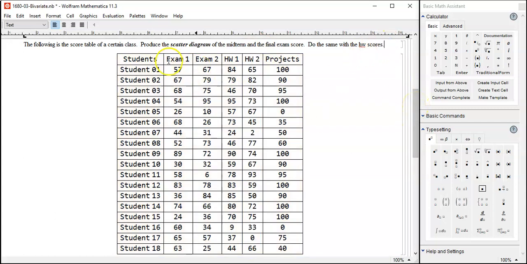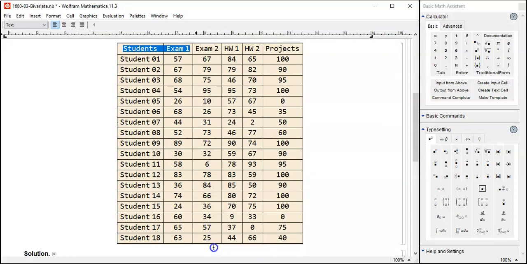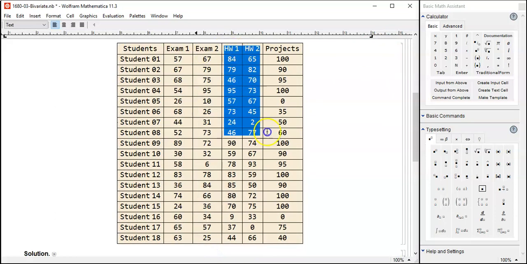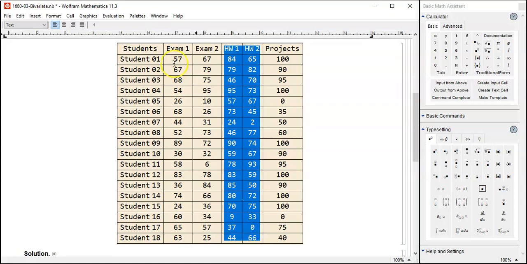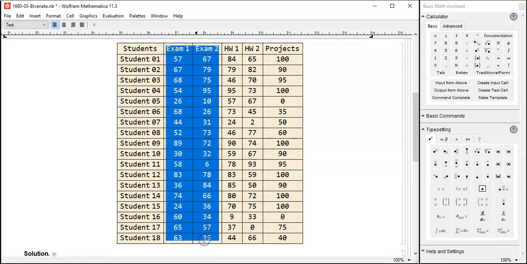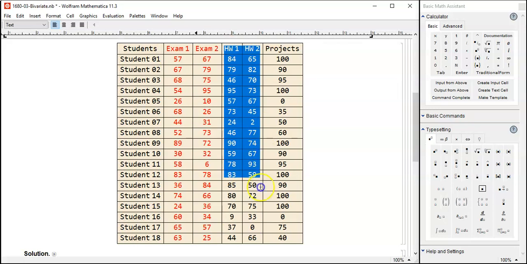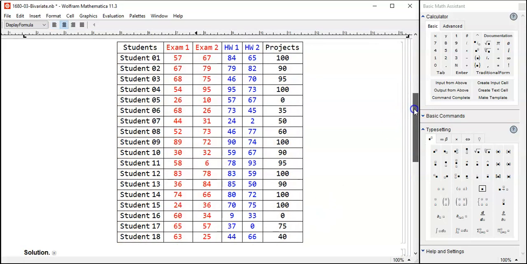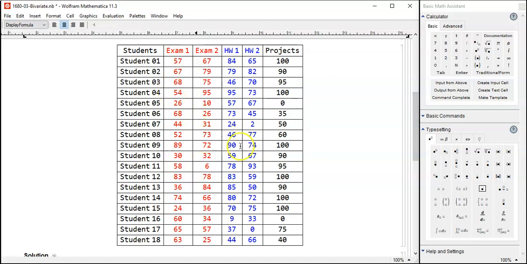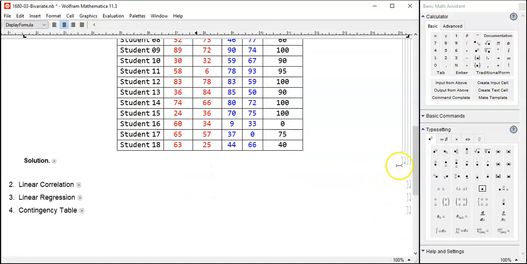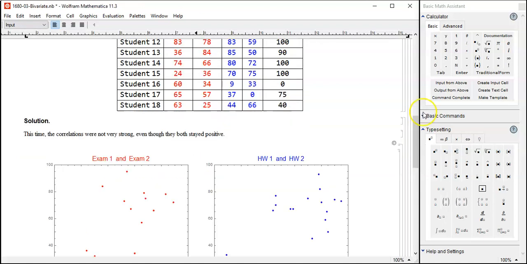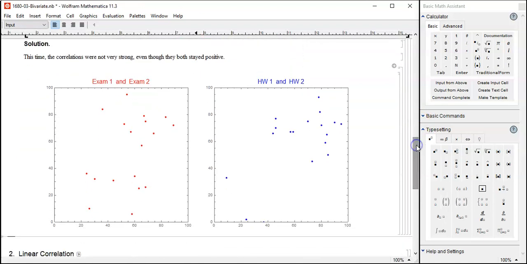Let's consider only these two, exam 1 and exam 2. And then homework 1 and homework 2. So this one first, and then next, this one. Or these two and those two. That's how you do it. These things are called scatter diagrams. Here, each dot represents a student.